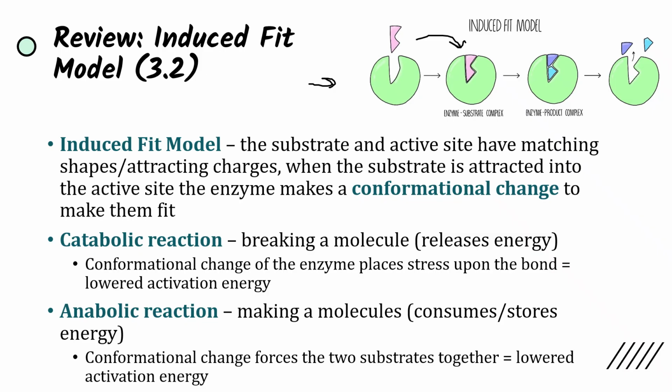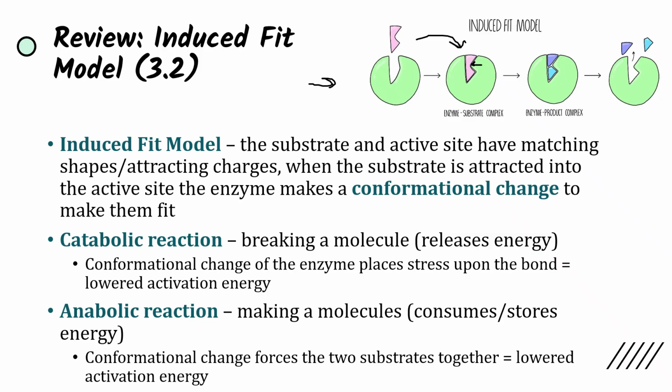And the way this lowers the activation energy is by pressing upon the bond, making stress or forcing two substrates together. So in a catabolic reaction, or a reaction where a molecule is being broken and energy is being released, the conformational change of the enzyme places stress upon the bond, lowering the activation energy. This conformational change is going to place stress upon the bond that's going to separate the substrate into the two products, helping speed along the process.